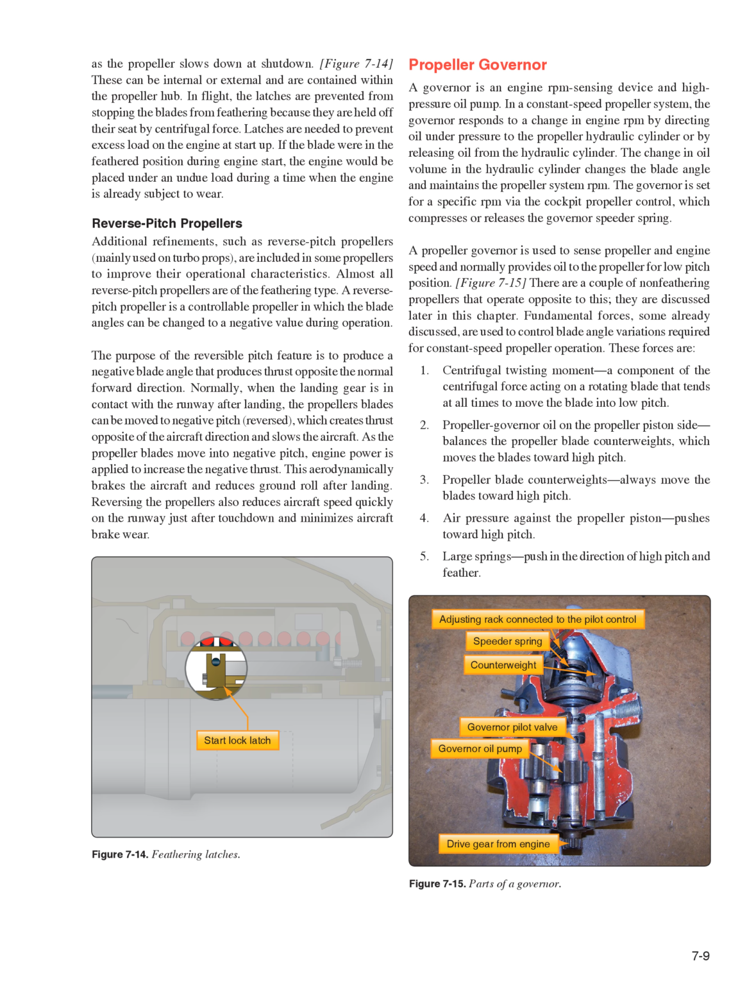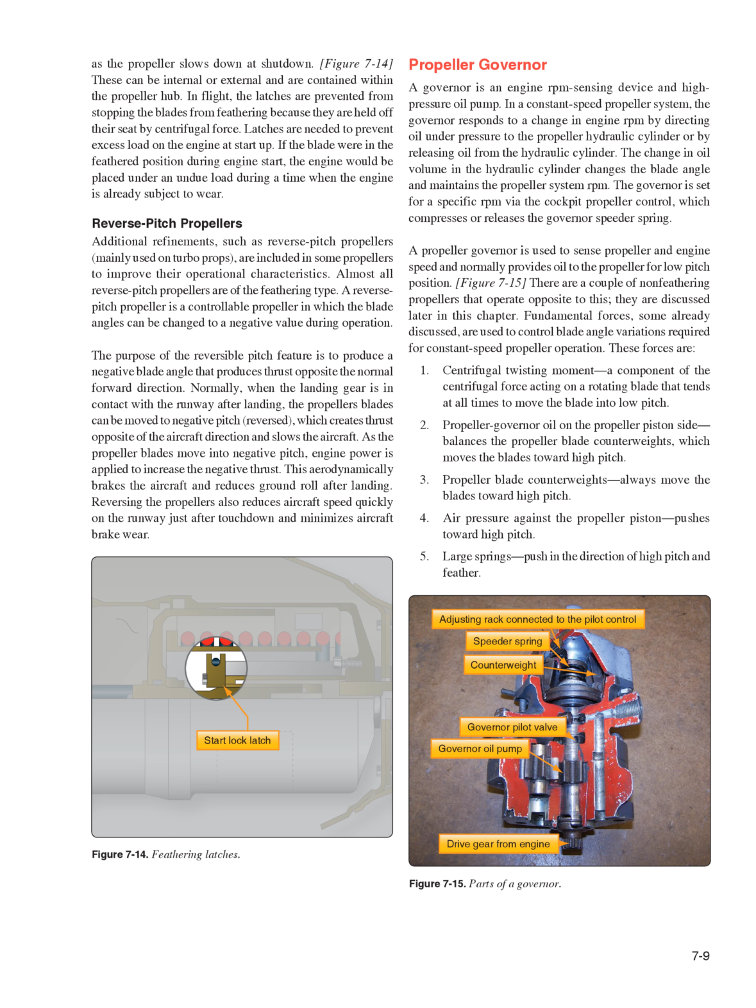A reverse pitch propeller is a controllable propeller in which the blade angles can be changed to a negative value during operation. The purpose of the reversible pitch feature is to produce a negative blade angle that produces thrust opposite the normal forward direction. Normally, when the landing gear is in contact with the runway after landing, the propeller's blades can be moved to negative pitch, reversed, which creates reverse thrust.